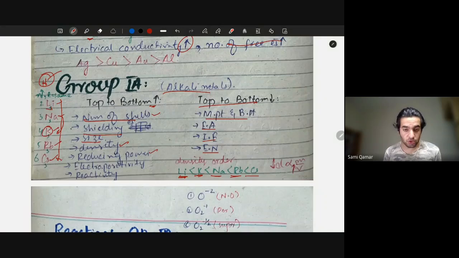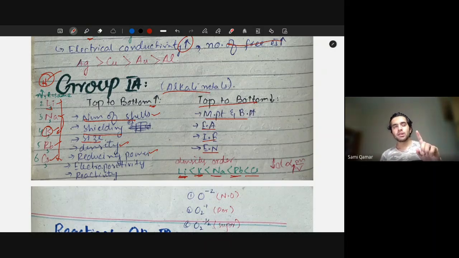And now let's talk about reducing power. The reducing power from top to bottom will increase. If you do not know what reducing power is, if you do not know about oxidation number, if you do not know about oxidizing agent and reducing agent, go and learn them, because this is really important. It will be asked in your IMAT exam every year.